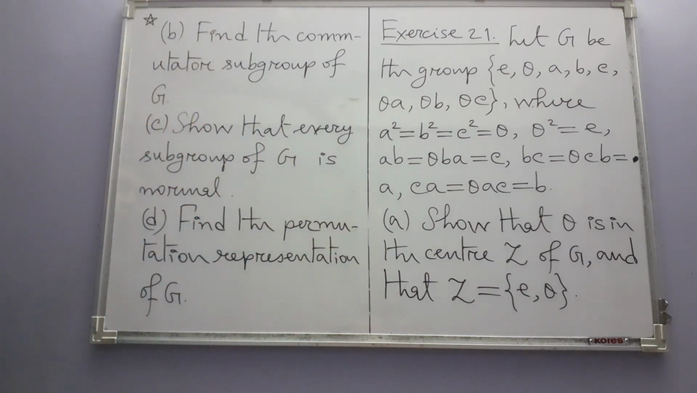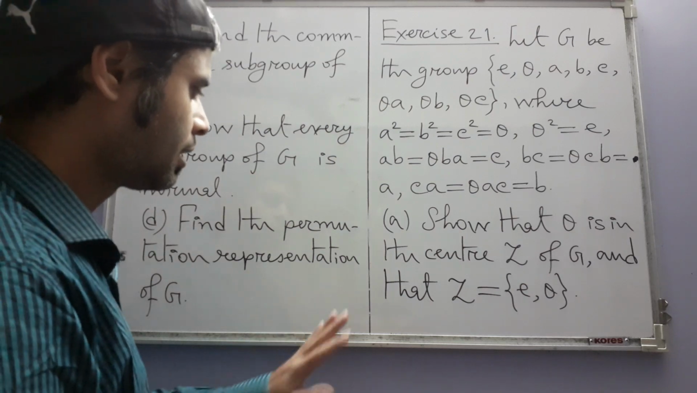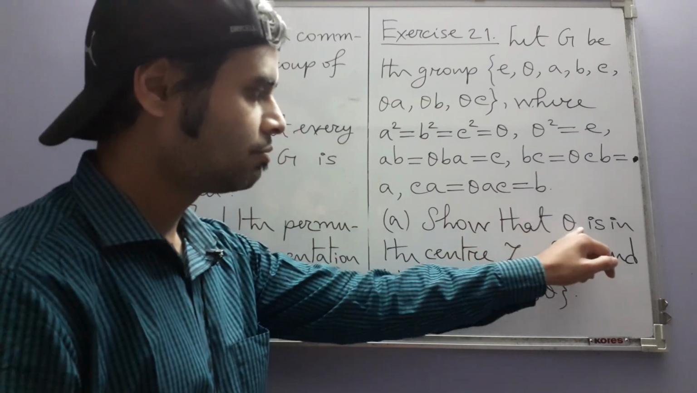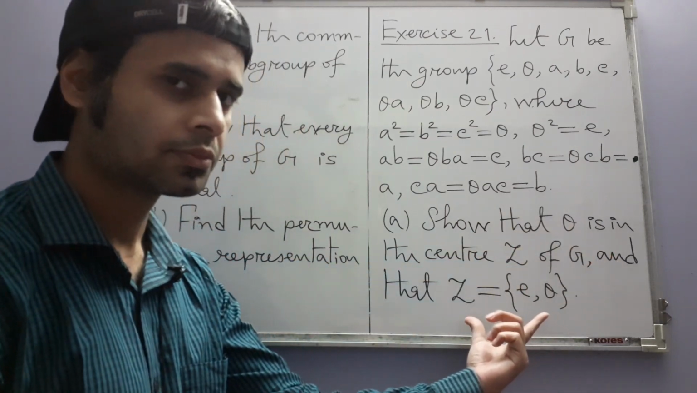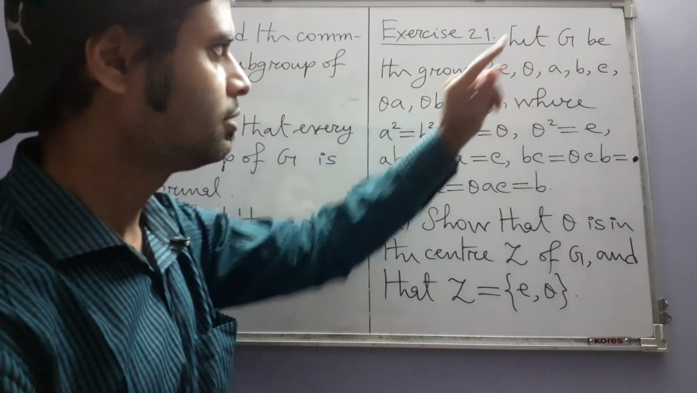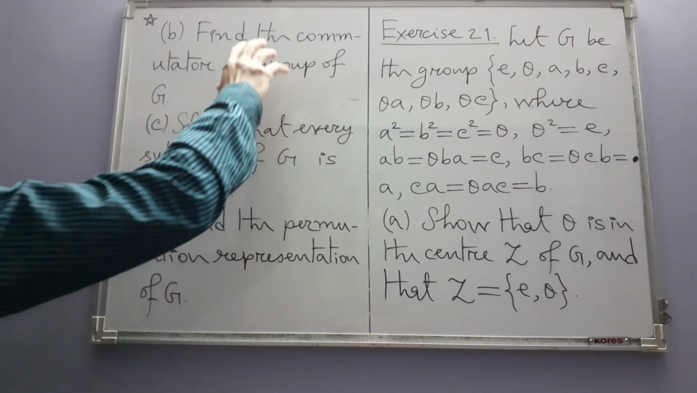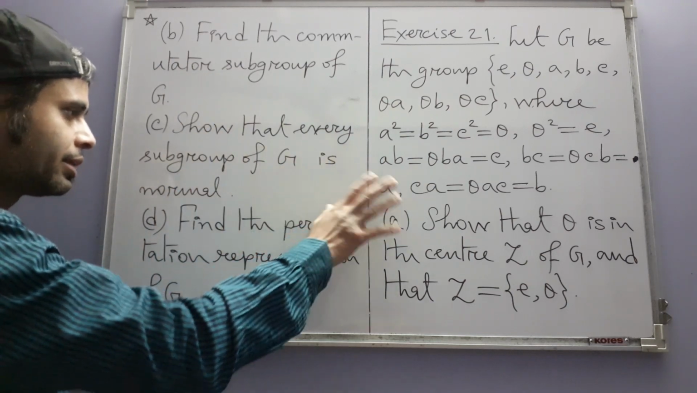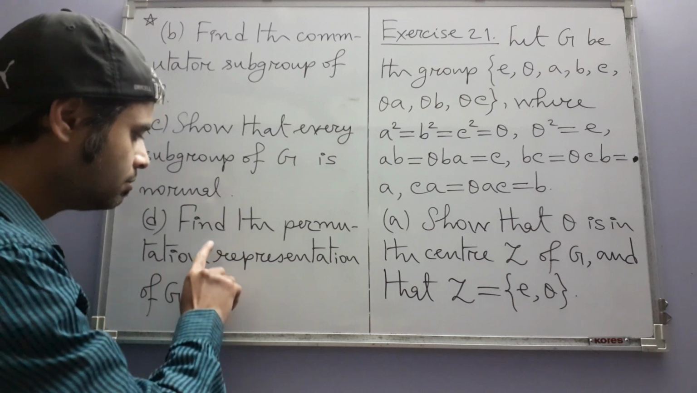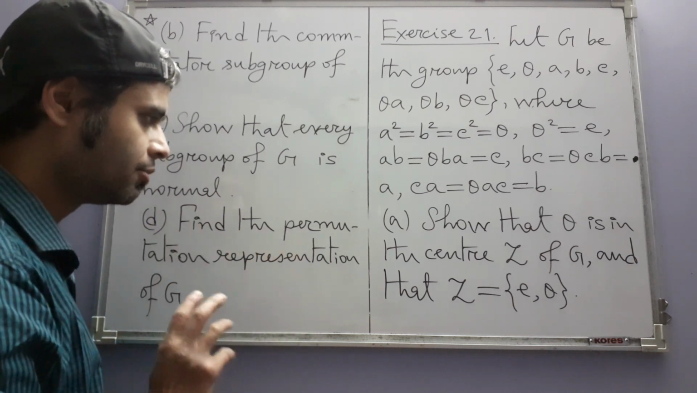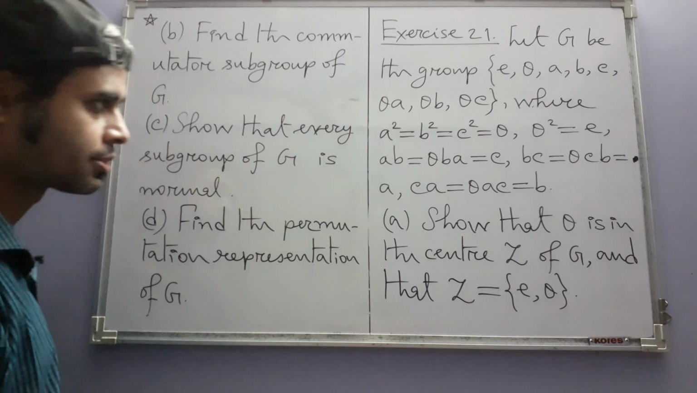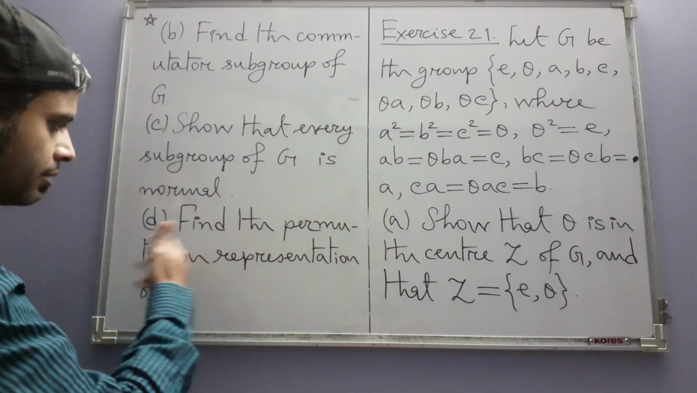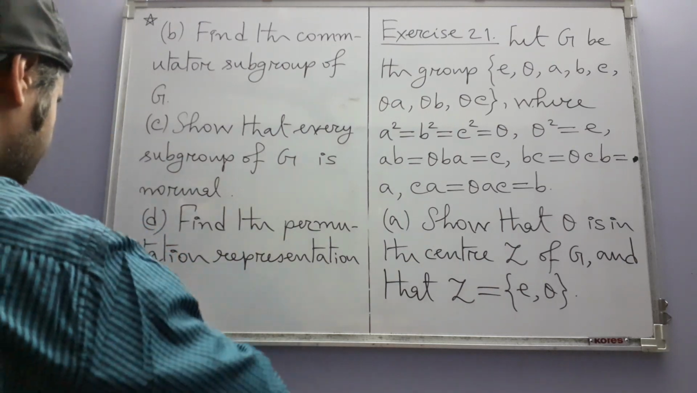Okay. So what are the parts? Now before I erase things, in part A we have to show that this is the center. Okay, the center consists of E and theta, and then we have to find the commutator subgroup of G. We also have to show that all the subgroups are normal, and then finally we have to find the permutation representation. So let's start. Because we have the relations here, let me erase this part itself.